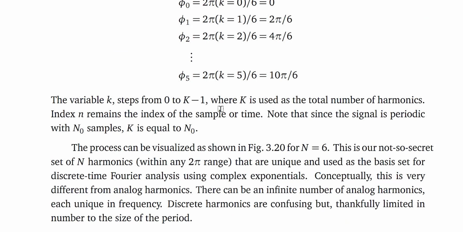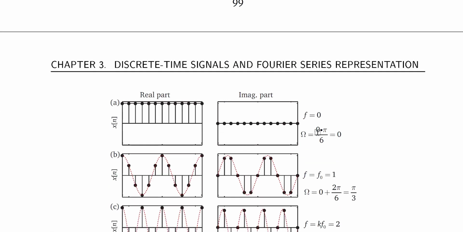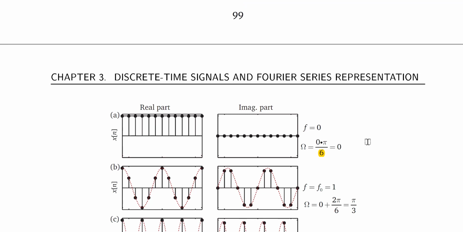So let's go to the example. Okay. So here's a signal which has a fundamental frequency of pi over 6. So our first harmonic, when you multiply it by 0, is, as you see, a cosine, and we just get a flat line.